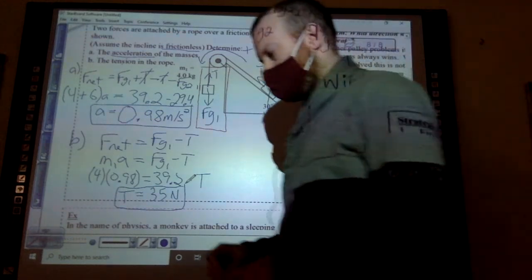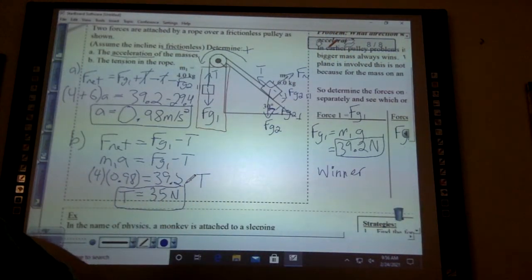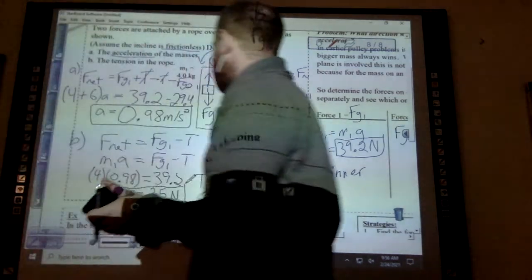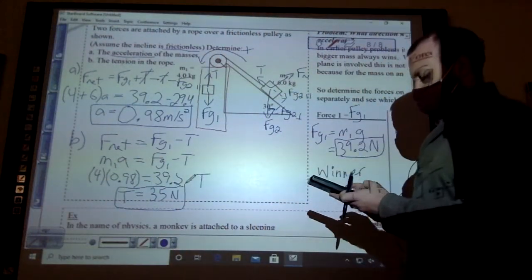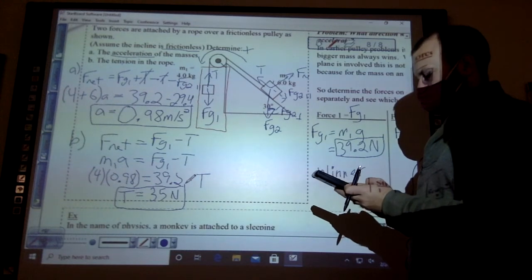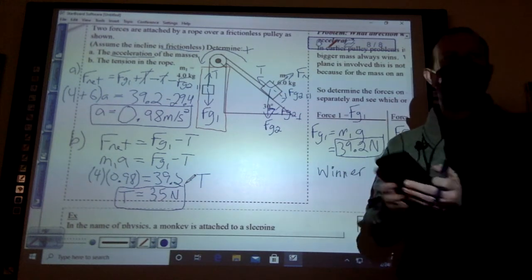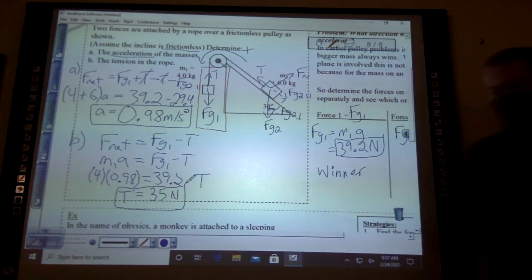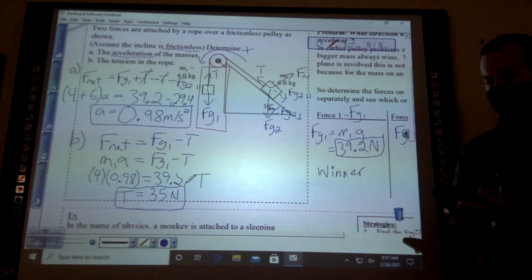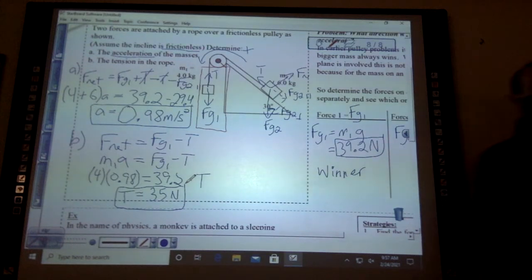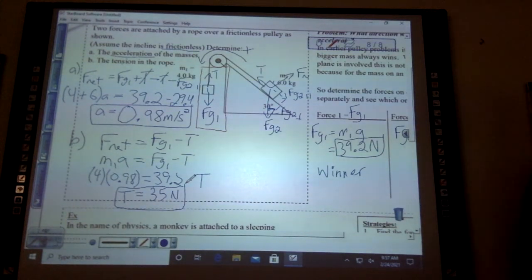I'm pretty sure your numbers are rounded. It should be 35 rounded, or something rounded down. 35.28. I don't know what you're doing on your calculators, but it's 35.28. So this is the tension for the whole thing. And just to prove it, we can do it for the other one, but they are the same.